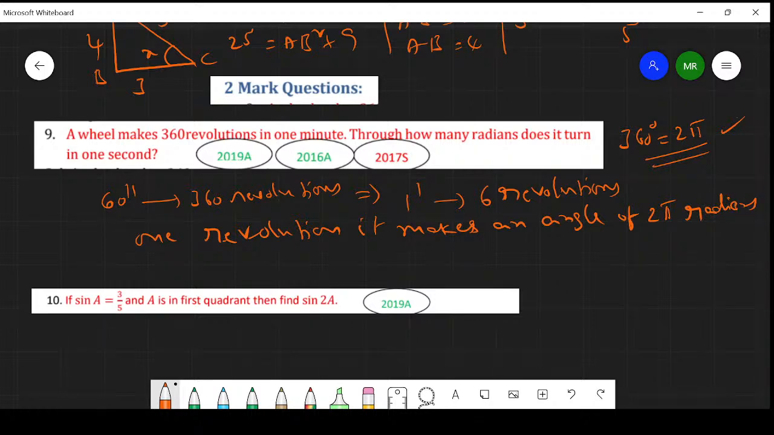But we have 6 revolutions. So how many radians does it turn in 1 second? In 1 second, it makes 6 into 2 pi, 12 pi radians. Therefore, the answer is 12 pi radians. It turns 12 pi radians in 1 second.